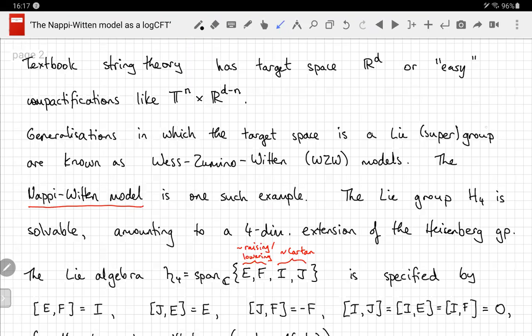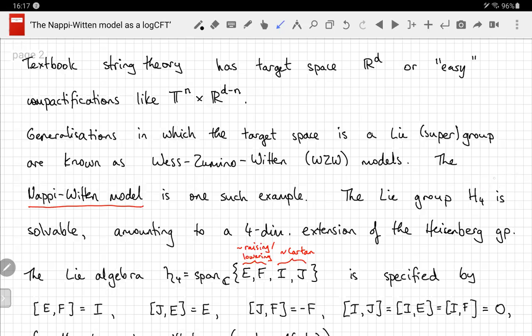So one of the first examples of non-flat spaces and spacetimes which were studied were called Wess-Zumino-Witten models. So Witten introduced these, gets his name attached to a lot of things, funnily enough. And here the target space is a Lie group, or if you want to make your life a bit harder, a Lie supergroup. So this Nappi-Witten model, which again was introduced by Witten and Nappi, this is an example of a Wess-Zumino-Witten model. And in this case, the particular Lie group, which is acting as our target space, is four-dimensional.